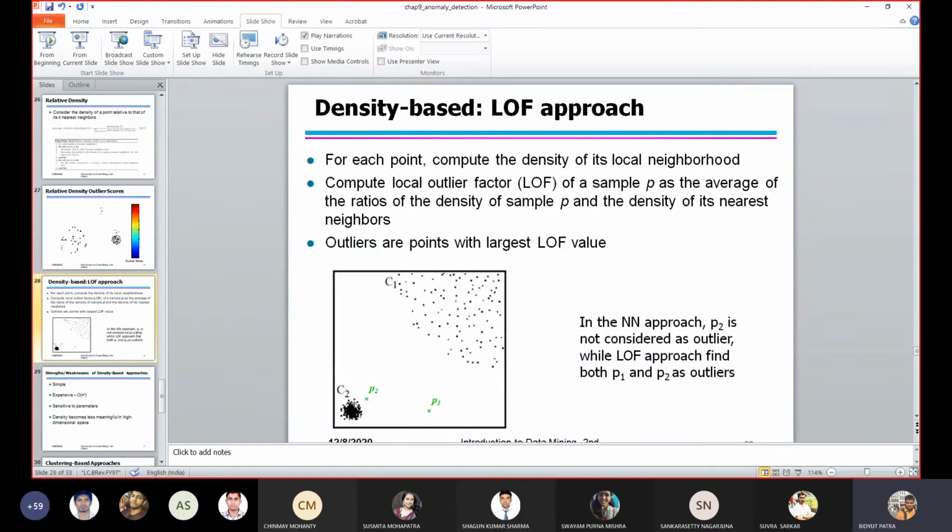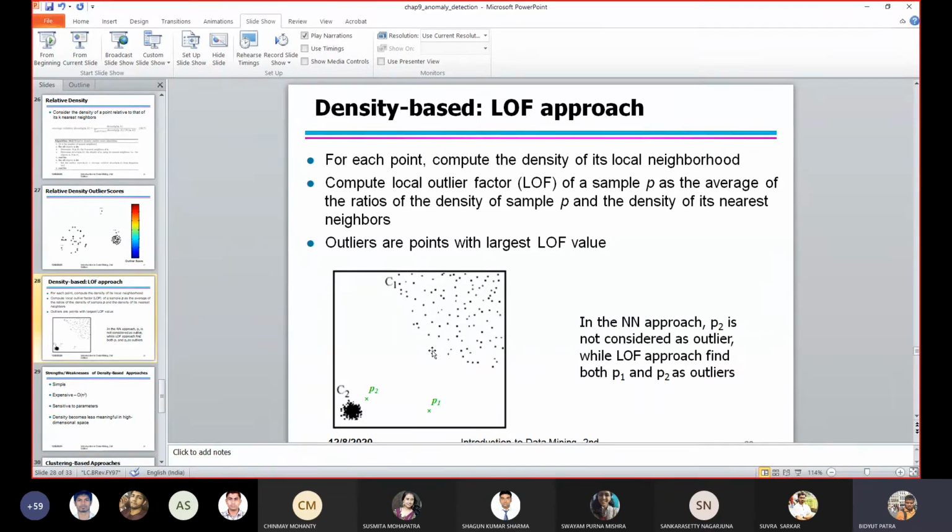Technique, because P2 is very close to a dense region. However, P1 can be considered the outlier because P1 is quite far away from the rest. This is one cluster, which is very sparse, and this cluster is very dense. Now, if you fix the distance from the sparse cluster, the distance between 2 points is the same as the distance between P2 and the closest point from this cluster.